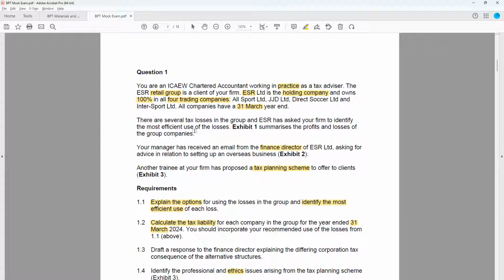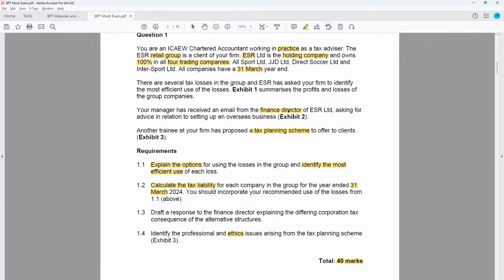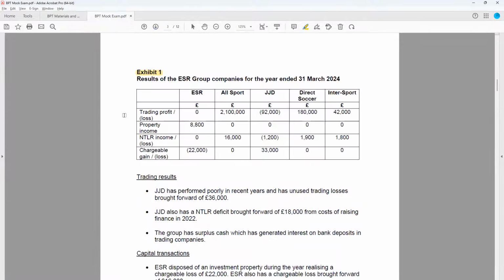So there are several tax losses in the group, and the client has asked your firm to identify the most efficient use of the losses, as we've already seen in the requirement. Exhibit 1 summarises the profits and losses of the group companies, as we've seen. And then it comes on to explain a little bit about the second requirement, which we're going to come back to, and the ethics part, which we will come back to.